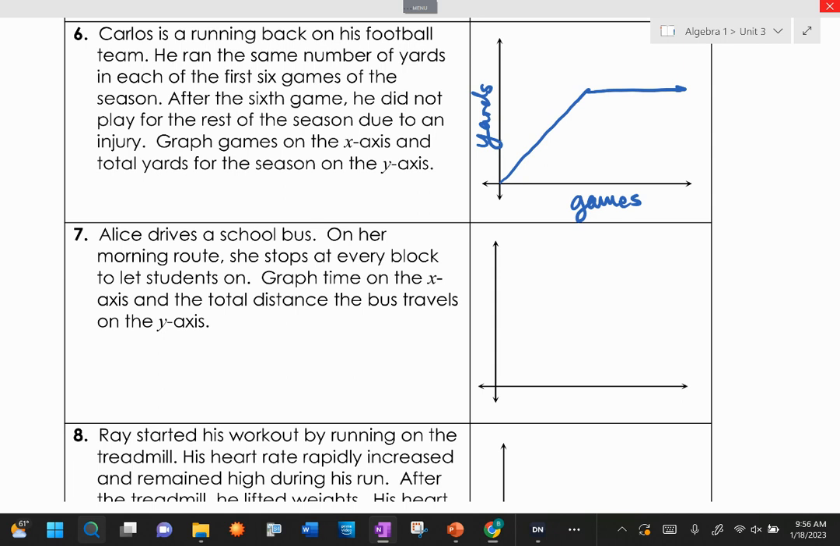It's going to start at the origin. Well, first, we were working with distance and time. Why is it starting at the origin? Because she hasn't gone any distance. Yeah, because you haven't gone any distance if you haven't started yet. Okay, so you're going to start right here. You're going up. And then level, up, level, up, level, up.